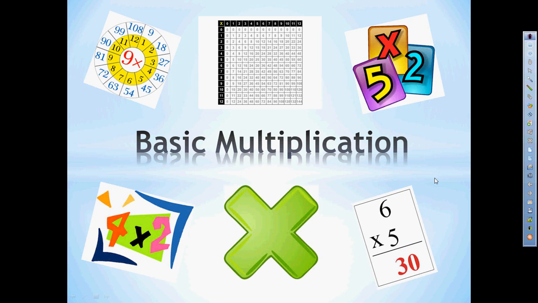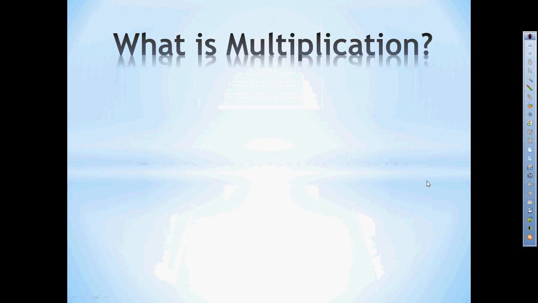Today we're going to be talking about basic multiplication. What is multiplication? Well, simply stated, it's just a form of repeated addition. 2 plus 2 plus 2, or 3 plus 3 plus 3. Now, why do we use repeated addition?